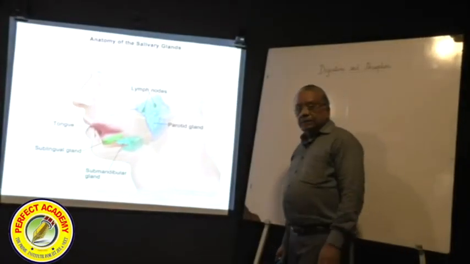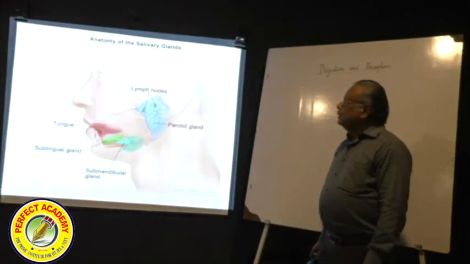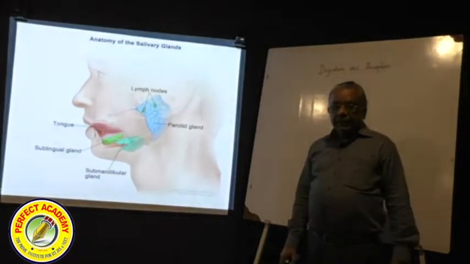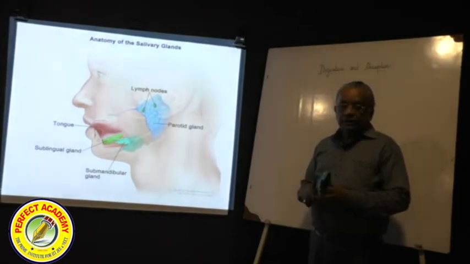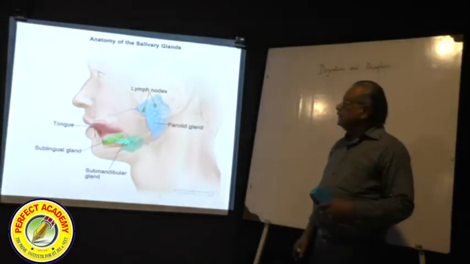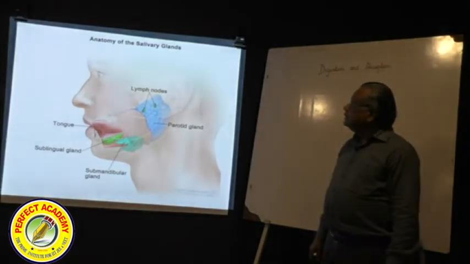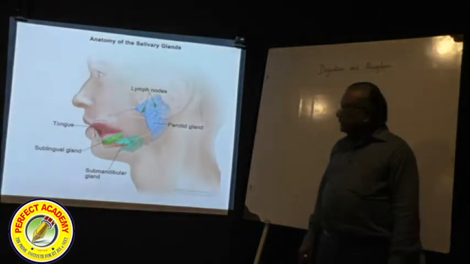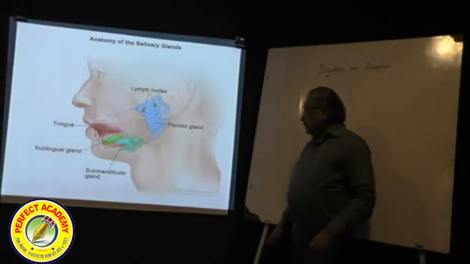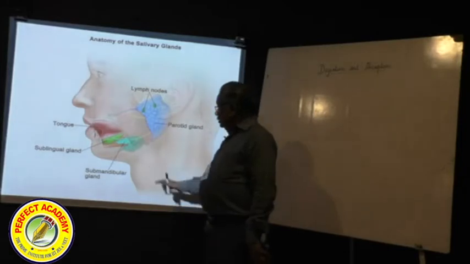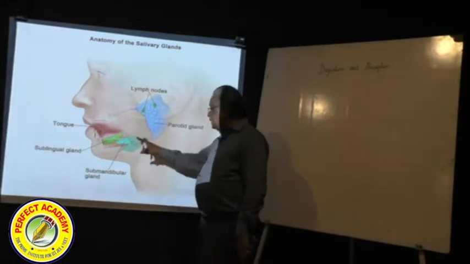Okay, let us continue the digestion and absorption with the salivary glands. In the last session I told about how the food is getting mixed by the tongue. Now, how it is assisted by the salivary glands. Before that, we should understand the location of the salivary glands. Parotid, sublingual, and submandibular are the names of the glands.